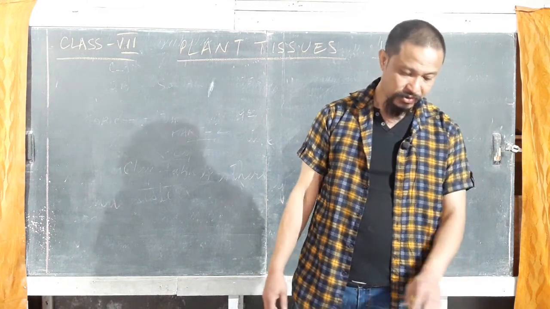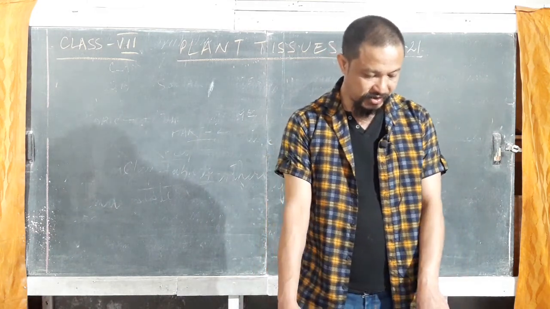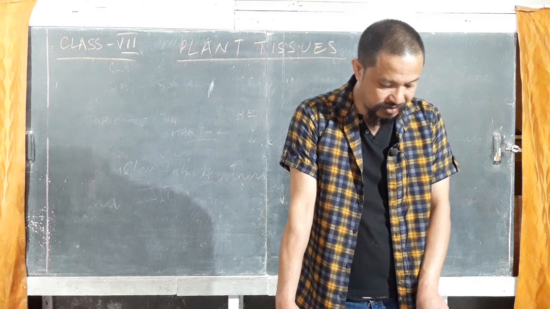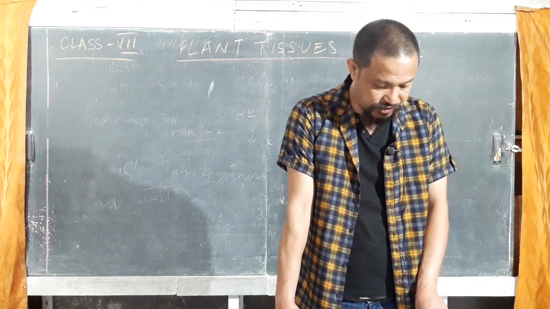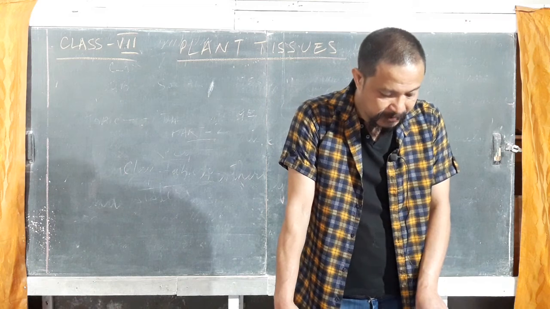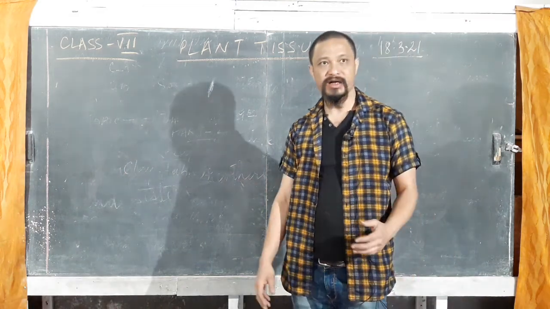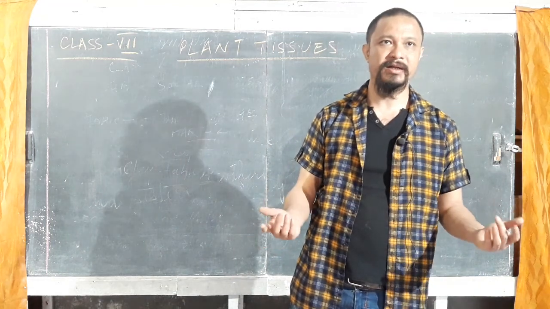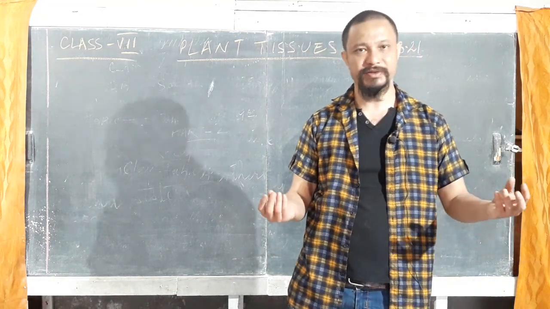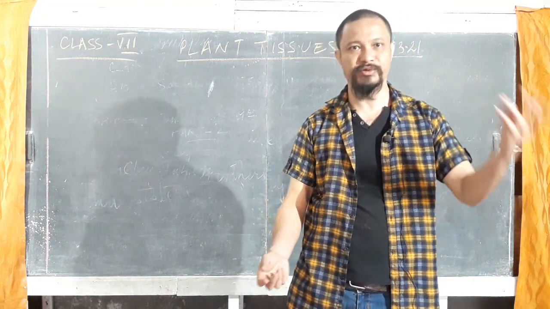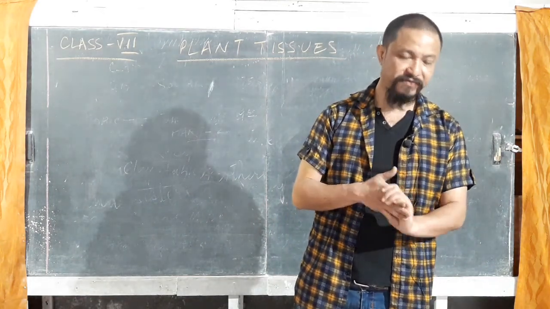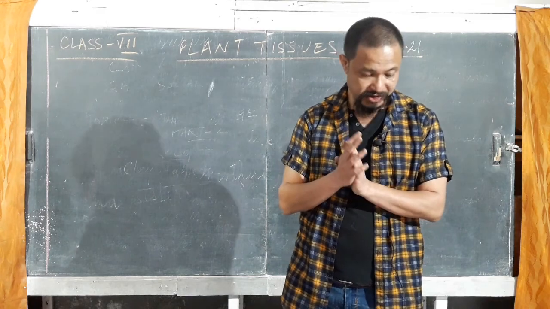Cell division. Types of meristematic tissues: depending on the location in the plant body, meristematic tissues are of two types, apical meristematic tissue and lateral meristematic tissue. Apical meristematic tissues are found in the tips. Apical comes from the word apex. So these are the root tips and the shoot tips, found in those areas where active growth and active cell division is taking place.